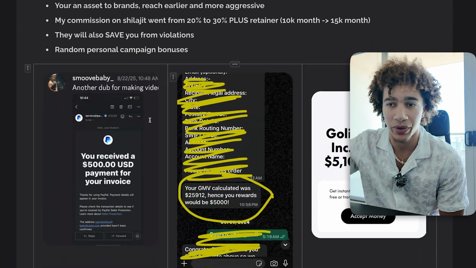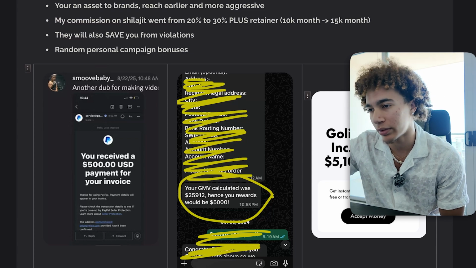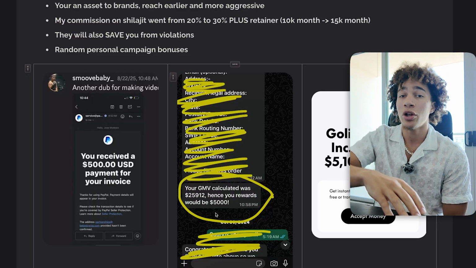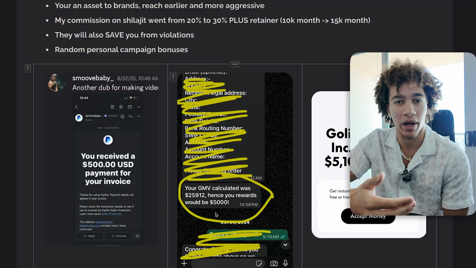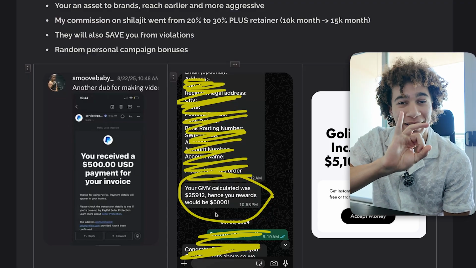And here's just some examples of what this can do for you, right? Like Jose, you got a $500 payment, Owen, $500 or $5,000 payment. This is me right here in the middle, $5,000 payment just from the brands, right? This is all money that we wouldn't have got if we didn't establish a good relationship with the brand and actually start to work with them, reach out to them, be aggressive and reach out to them more often, right?